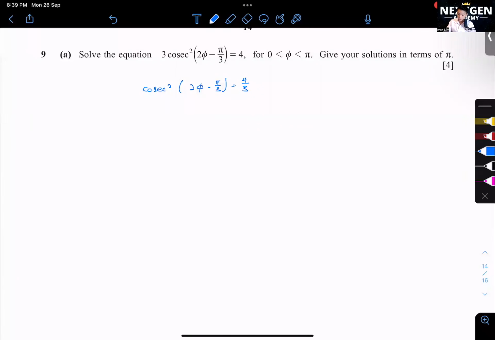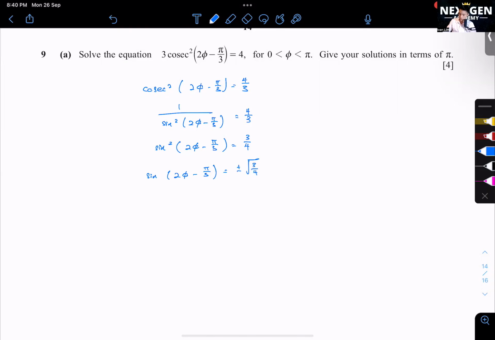Over here, cosecant square will be 1 over sine square. So 1 over sine square of 2 phi minus pi over 3 equals 4 over 3. You inverse it: sine square of 2 phi minus pi over 3 equals 3 over 4. Then you take plus minus of it. Plus minus root 3 over 2.